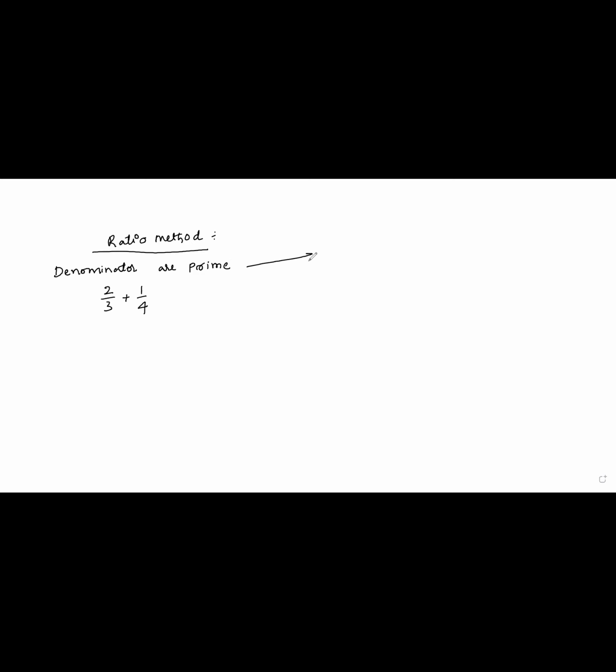In this case, for example, 3 by 5 plus 4 by 7. If you observe, the denominators are prime numbers. So directly you can take the product here. Just multiply these two numbers. After that, cross multiplication. So 21 plus 20, then 41 by 35. That is the first case.